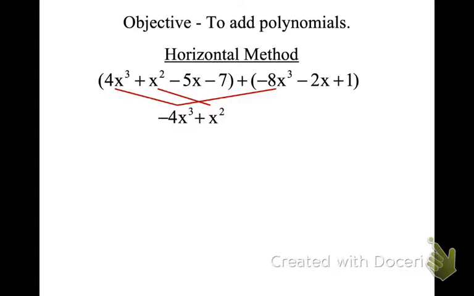Okay, what would go next, Amani? Then the negative 2x and the negative 5x. And that makes negative 7x. Good. And then next, how about Hugo? Next is negative 7 and 1, which makes negative 6. Okay, are there any questions?